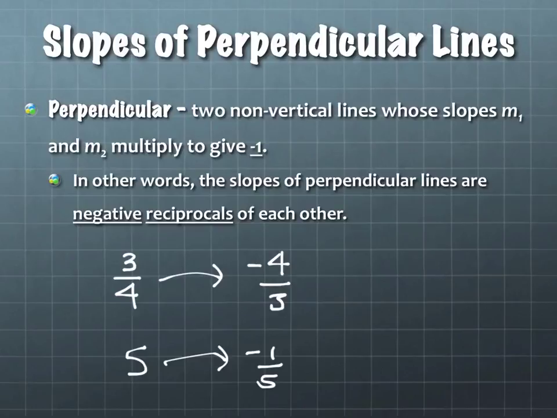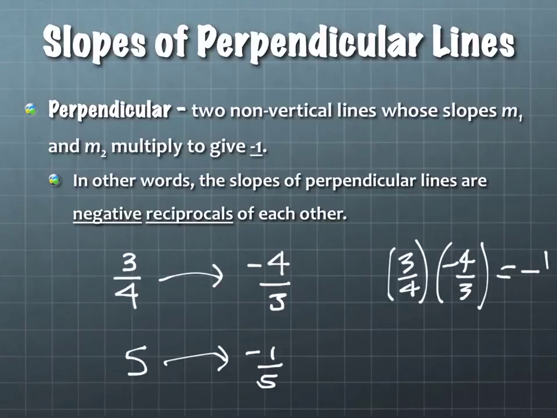1/5, and then it would be negative, not because it's a reciprocal, but because the perpendicular slope would be negative. And if you'll notice, what this means from the first part of their definition is if you take these two numbers and multiply them together, what is 3/4 times negative 4/3? -1. And that's actually the definition, that the two slopes multiply to give you -1. And they do, in fact, do that if they are negative reciprocals of one another.